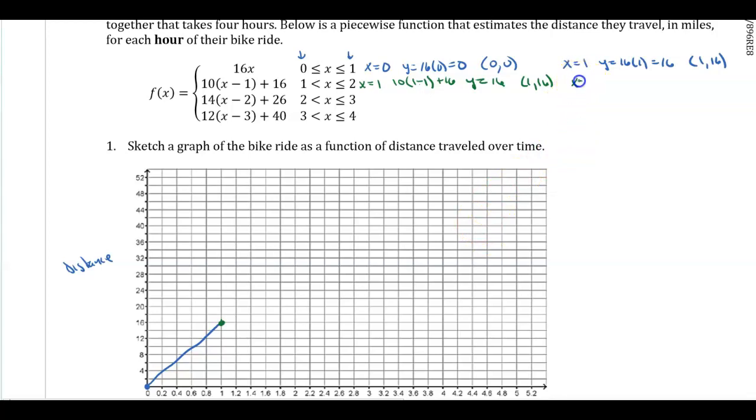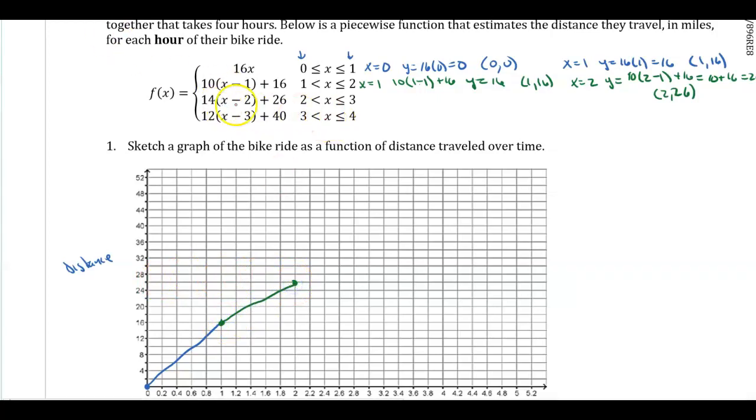Now my other endpoint, when x is 2, y is equal to 10 times 2 minus 1, right? And that's plus 16, which is going to give you 10 plus 16, which is 26. And this end ordered pair would be (2, 26). So (2, 26) would be right about here, and I would connect that.